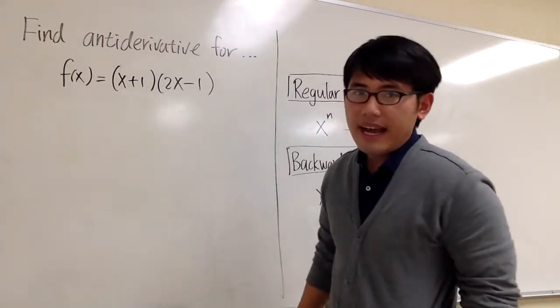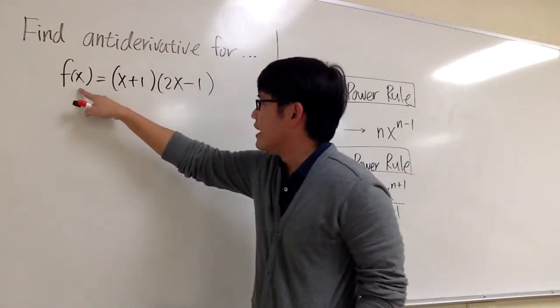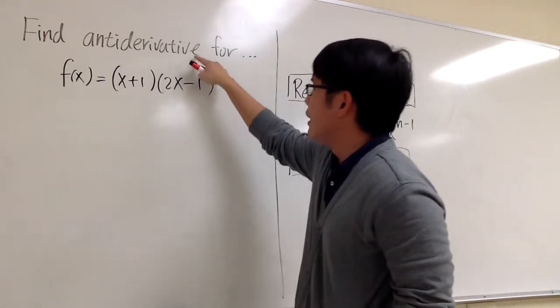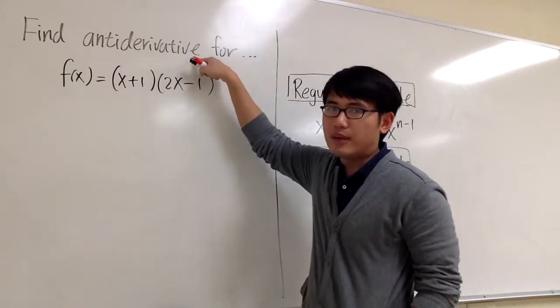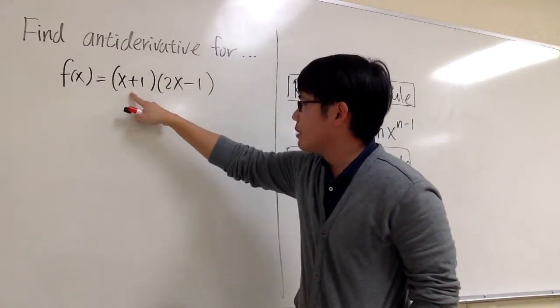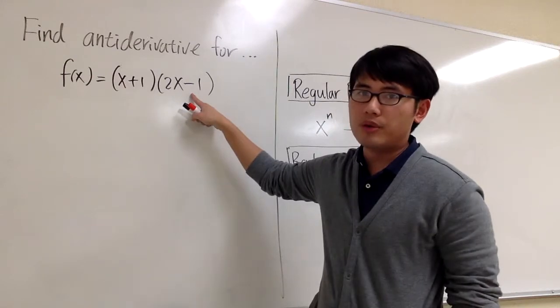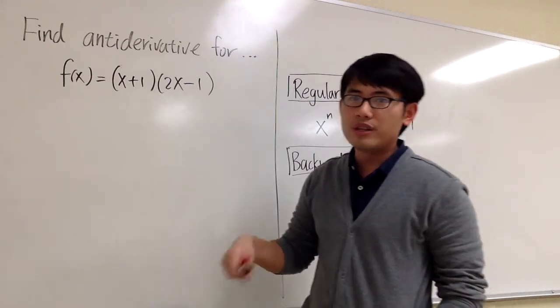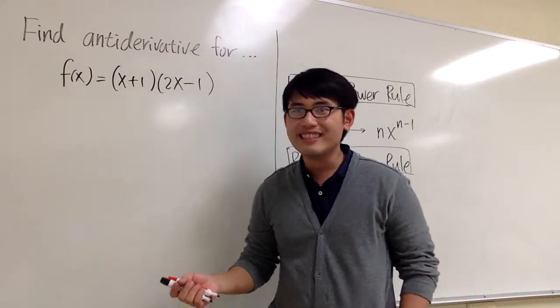We are going to find the antiderivative for the function f of x is equal to (x plus 1) times (2x minus 1). For antiderivative, this just means that we are going to do the derivative backwards. However, here we have a polynomial times another polynomial. So in this situation, it doesn't matter if you want to do the regular derivative or the derivative backwards.